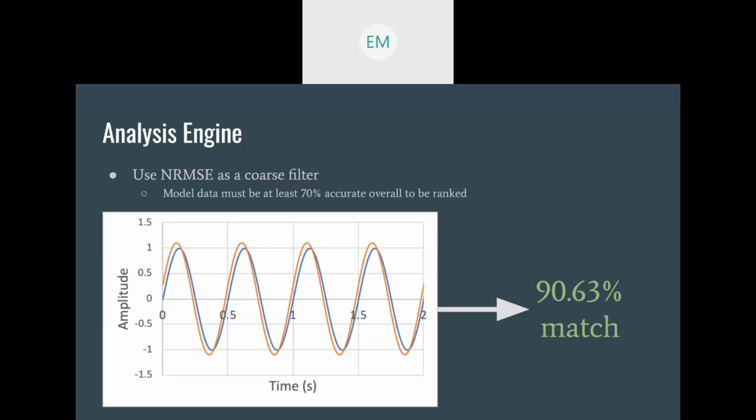The analysis engine initially uses the NRMSE as a coarse filter here. Because it is the overall fit, we use it to screen models to meet some minimum threshold. In our case, we chose it arbitrarily to be 70%. Here we can see an example graph of two signals that have a 90.63% match.